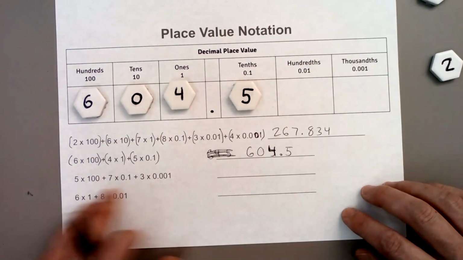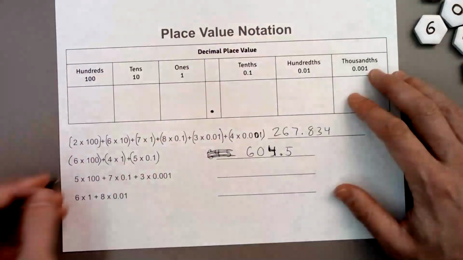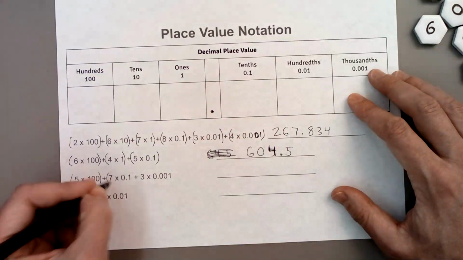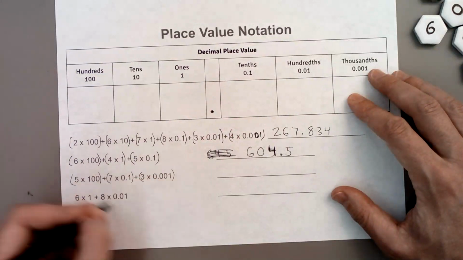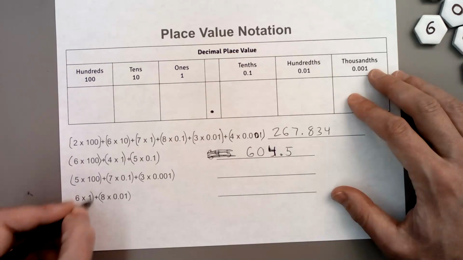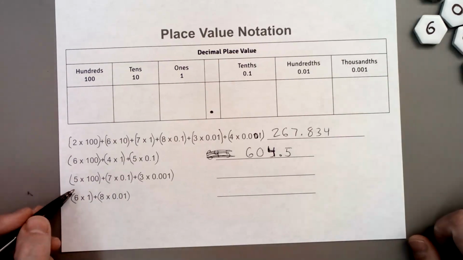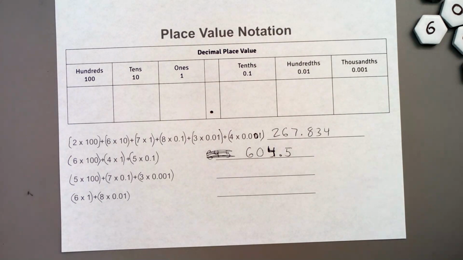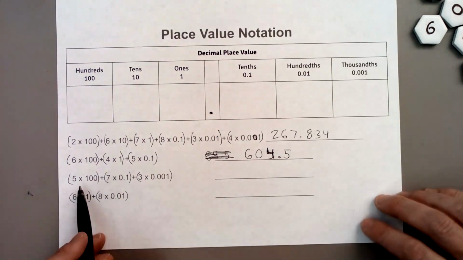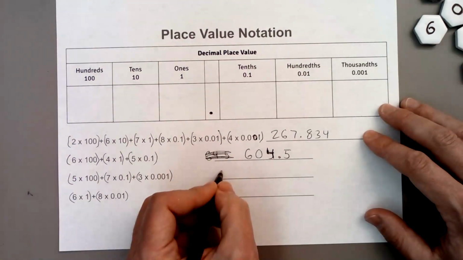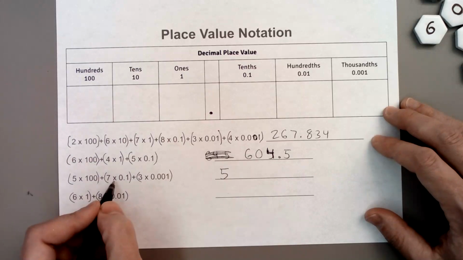All right, let's see if you can do these last two. I will put the parentheses around the place values. You give it a go. Pause the video and then come back to see the answers. All right, are you back? How did you do? Did you put a 5 in the hundreds place? A 7 in the tenths place?